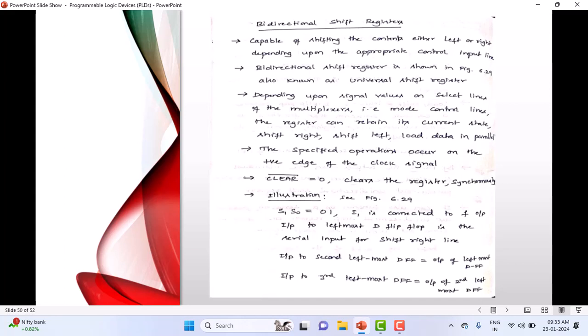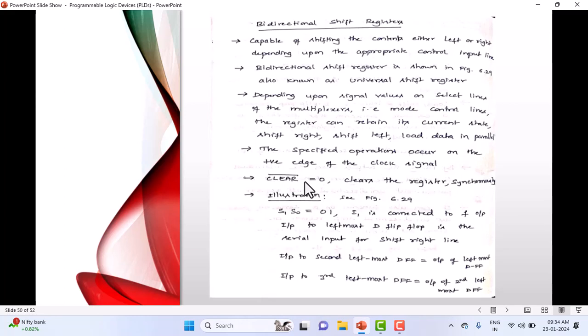When you make 0, 1, what happens to the circuit diagram I showed here? I1 is connected to the flip-flop through the multiplexer. The input to the flip-flop is D, and that will keep on moving from one to the next. You try to understand this by going through the logic diagram. Also, I have tried my best to explain the other signals, like making clear 0, which synchronously clears the entire shift register.